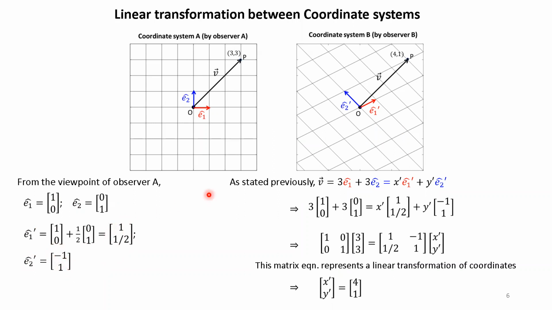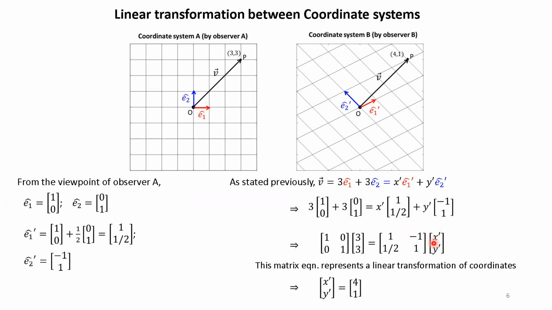Now, as I said, physically v is coordinate independent. So that means this 3 e1 plus 3 e2 has to be equal to x prime e1 prime plus y prime e2 prime. Our goal is to find out x prime and y prime. This is a vector equation, so I just write it this way. I make the left-hand side look like a matrix-vector product, and the right-hand side also looks like a matrix-vector product. Then the unknowns are over here, x prime and y prime.